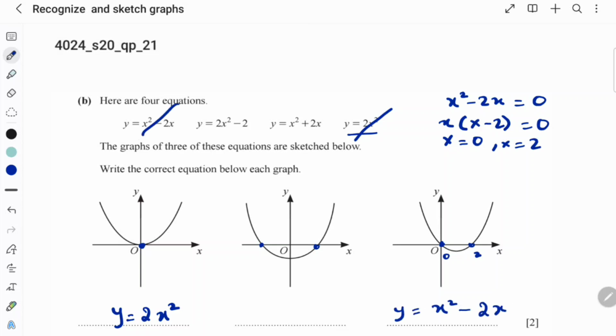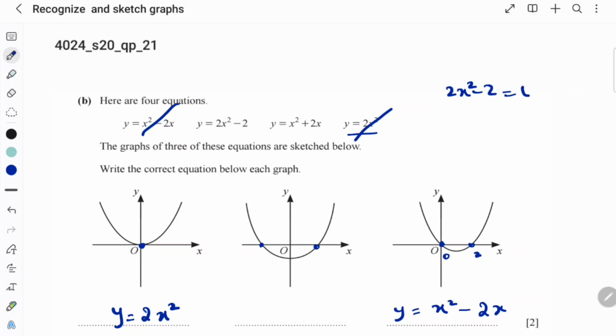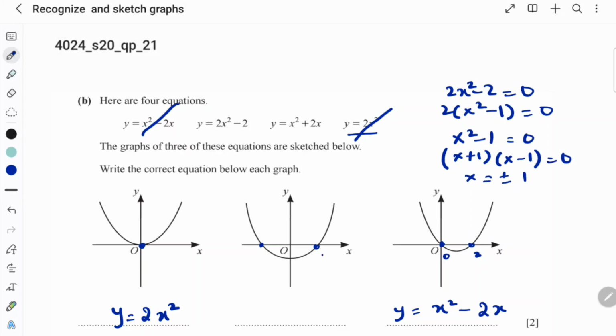Okay, so now we'll have to see from these two for the center curve. In the center one, y is equal to 2x square minus 2. We are trying now y is equal to 2x square minus 2. So 2x square minus 2 equal to 0. Then 2 common, x square minus 1 equal to 0. So x square minus 1 equal to 0. x plus 1 and x minus 1 equal to 0. Then x equals plus minus 1. So y is equal to 2x square minus 2.